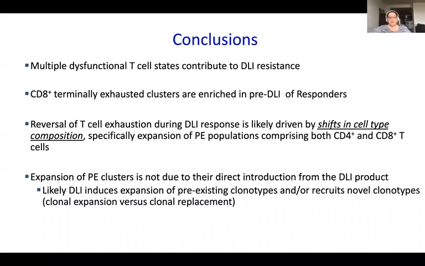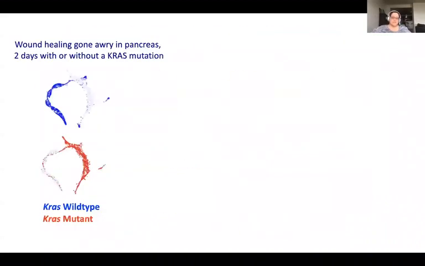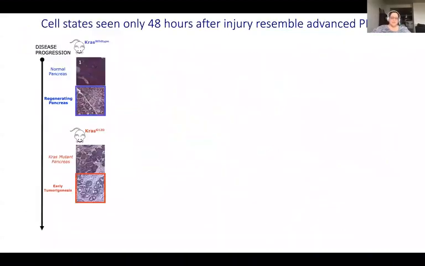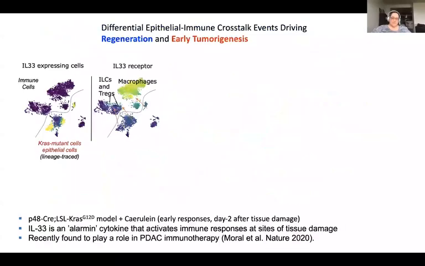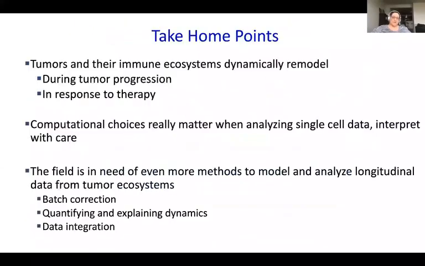I had another story, but of course that was a little bit ambitious of me. So I'm just going to skip the story because it's been a long talk already. The take-home points: tumors and their immune systems dynamically remodel. We need methods to get at it. Computational choices really matter, interpret with care, and we're still missing a lot of methods.